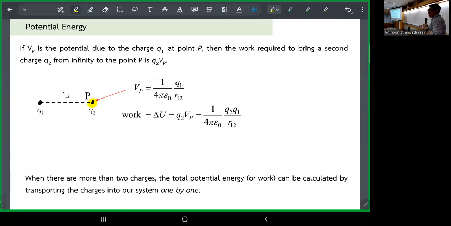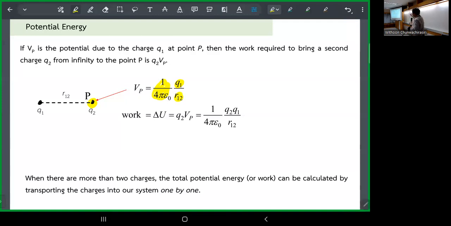The potential at point P, you imagine like you have a mountain. This mountain is being generated by Q1, right? It's a mountain of electric field, electric force, electric potential. So the potential at point P is just K Q1 over the separation between point 1 and point 2. So that is the potential at point P.